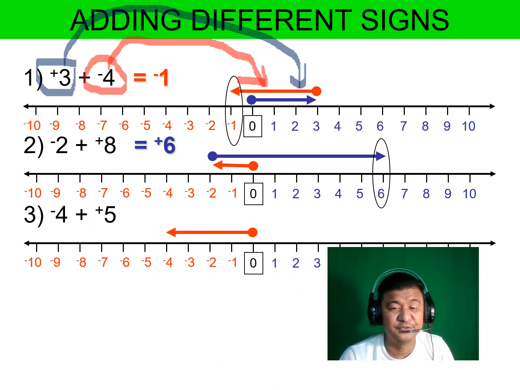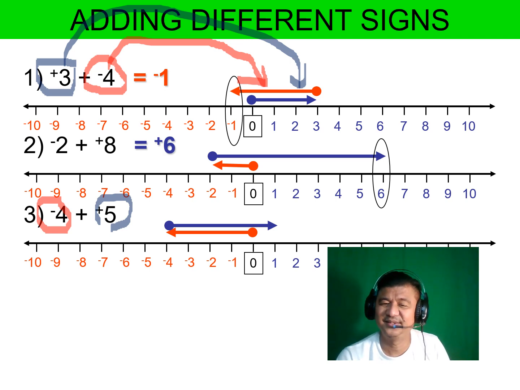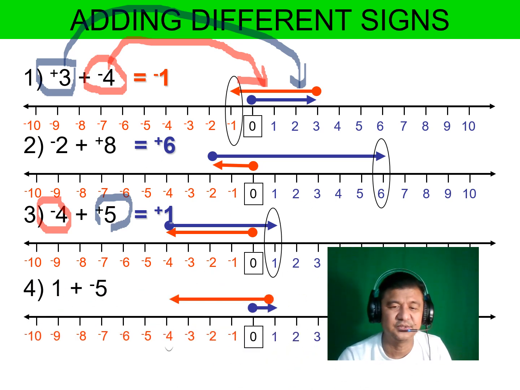Try the next one. Negative 4 to the left, because that's a negative. And then I will now do the positive 5, 5 places to the right. I move to the other side. Okay. And the last one, the answer, of course, is positive 1. The next one starts with a positive 1. Then to the left, I am now at negative 4.